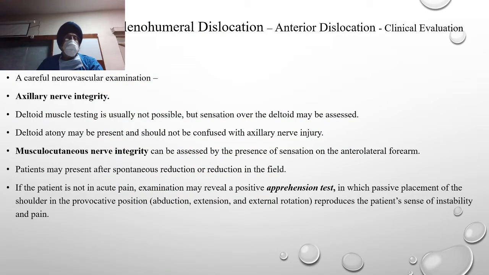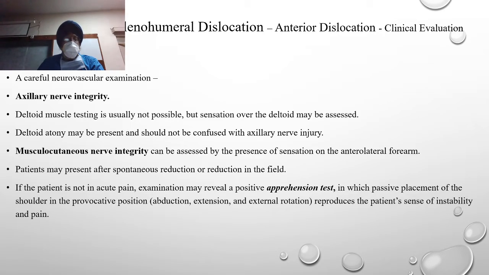A careful neurovascular examination is needed. For axillary nerve integrity, deltoid muscle testing is usually not possible, but sensation over the deltoid may be assessed. Deltoid autonomy may be present and should not be confused with axillary nerve injury. Musculocutaneous nerve integrity can be assessed by the presence of sensation on the anterolateral forearm. Patient may present after a spontaneous reduction or a reduction in the field.